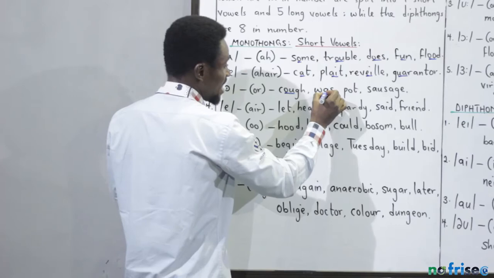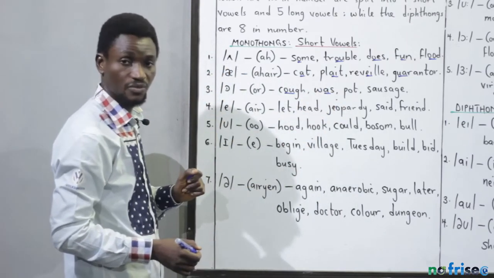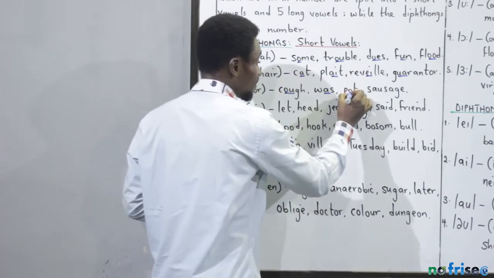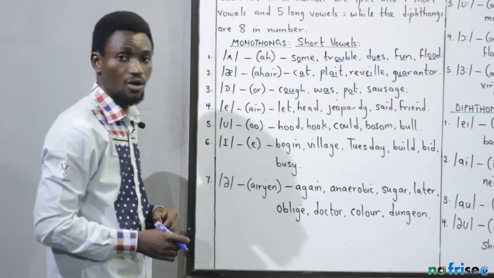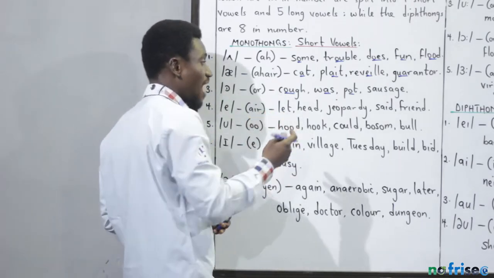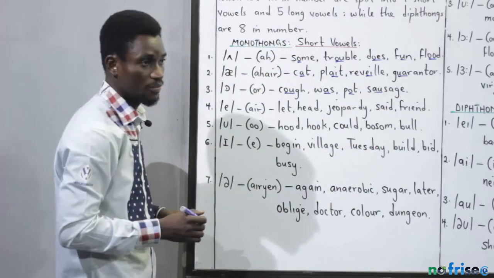Then when you have letter A preceded by the letter W, was. I actually explained that before now. Then letter O in the middle of a one-syllable word, pot. Then when you have letters AGE ending a word that has AU in the middle, sausage.